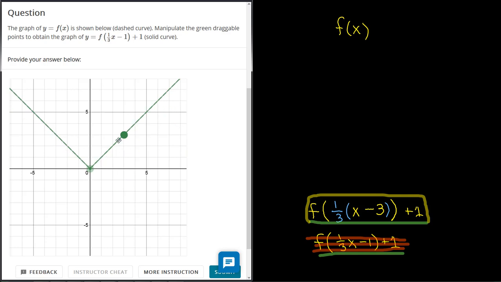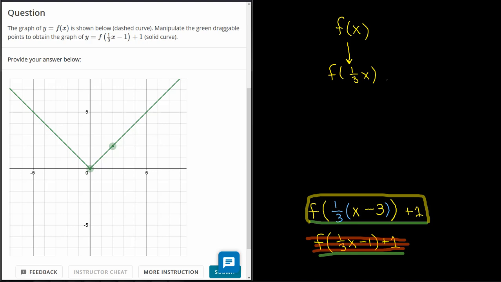Let's see what that looks like. If you start with f of x, there's the graph of f of x right there. So we start with the two graphs right on top of each other, and we're looking at the graph of f of x. Like we said, we want to get to this. So what we need to do is get a 1/3 in there. I need to multiply that x by 1/3.